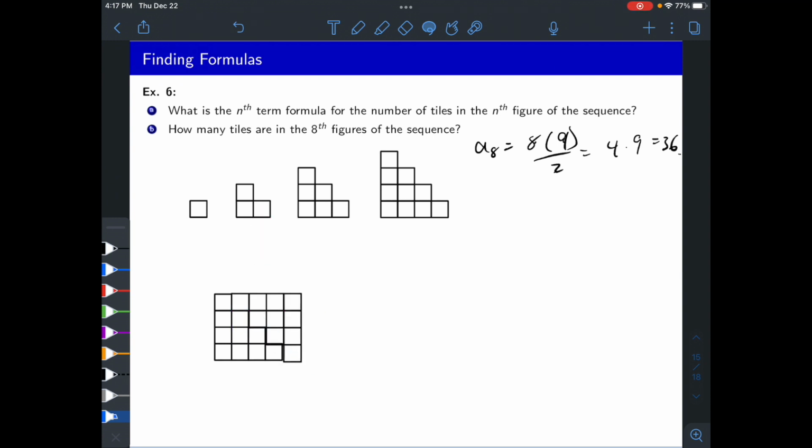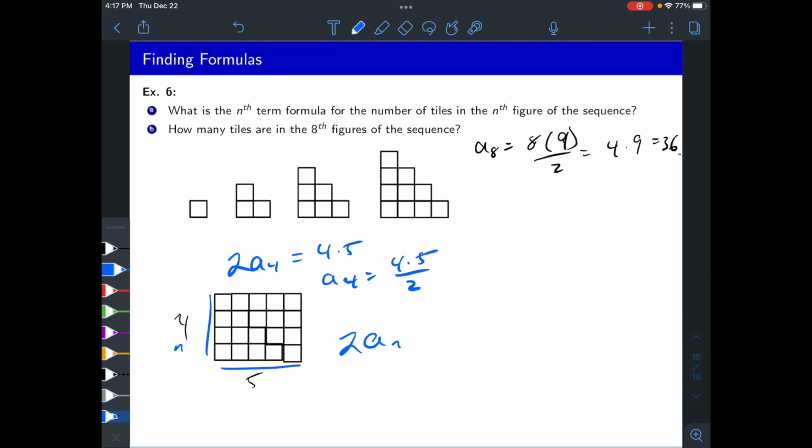then basically I now have a 4x5 rectangle, right? I've doubled the number of things in my picture. So this was a sub 4, and if I double it, then I now have a 4x5 rectangle. So a sub 4 would just be half of that 4x5 rectangle, to compensate for that original doubling. And then you could do the same thing for a sub n. 2 times a sub n, well, here n is taking the place of this side, and n plus 1 is taking the place of that side, so we get n times n plus 1. So a sub n would just be that divided by 2. That would be another pictorial way of seeing that.